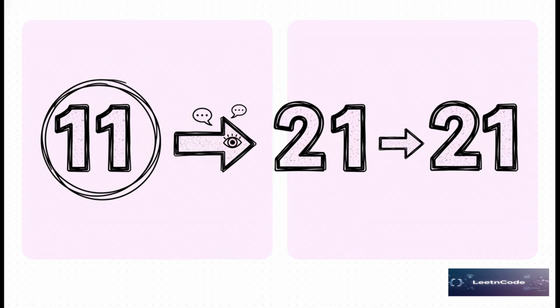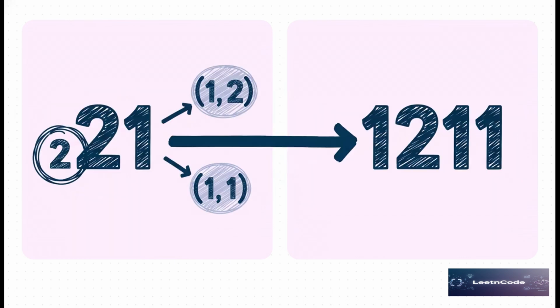Okay, now we just apply the same rule again. Our current term is 11. What do you see? Well, you see two 1s. So you write down a 2 for the count and a 1 for the digit. And just like that, the third term becomes 21. See the pattern emerging? This is where it really solidifies. We have 21. Now we have to read this in groups of identical digits. So first, you see one 2. Then you see one 1. Put it all together, and you get 1211.